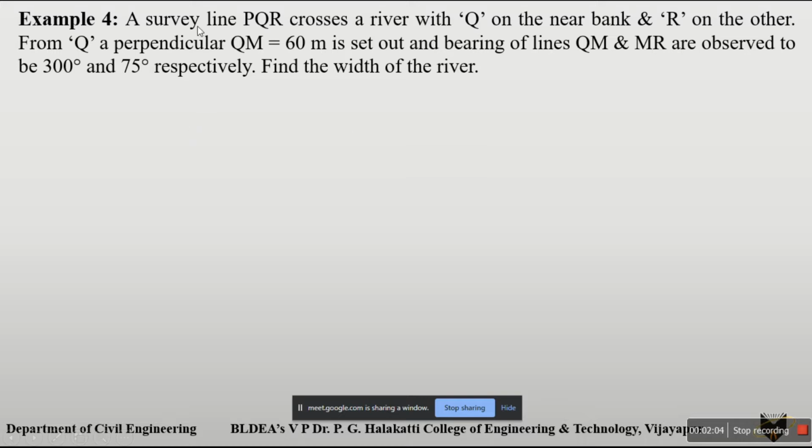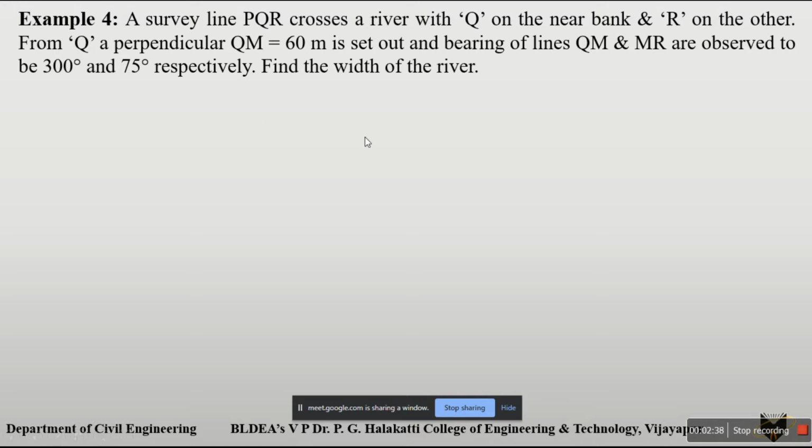Example 4. A survey line PQR crosses a river with Q on the near bank and R on the other. From Q, a perpendicular QM of 60 meters is set out, and the bearings of lines QM and MR are observed to be 300 and 75 degrees respectively. Find the width of the river.